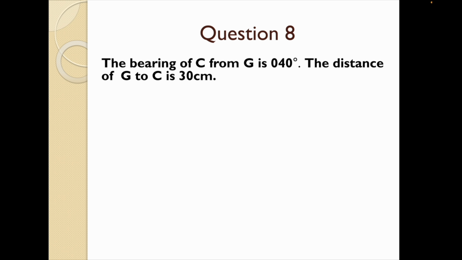The bearing of C from G is 40 degrees. Notice how I put the 40 here with 3 digits, okay? With 3 digits. It says now the distance of G to C is 30 centimeters. Let's see what your diagram is by the end of this. All right, so it looks like we got it, man. This is what we're going to look like, something just like this.